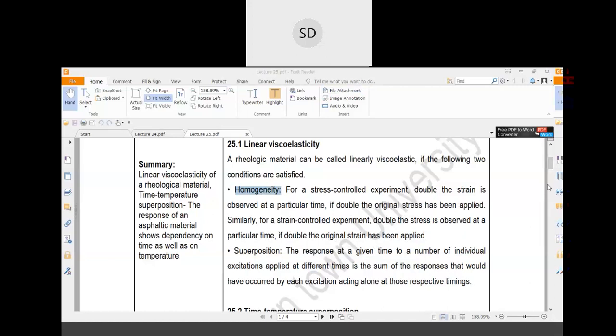So in such cases, homogeneity is, suppose there is some stress or strain control experiment. For a stress control experiment, if you observe a double strain, meaning whatever strain value is there is double the normal strain value, at a particular time, and that double strain value is observed when the stresses are doubled. And for a strain control experiment, if you are observing double the stress whenever your strain is doubled, that is called homogeneity in such cases.